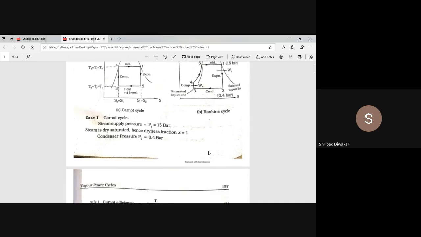So by using the calculation, we are getting the efficiency of the Rankine cycle as 23.55%. On the other hand, we are getting the efficiency of the Carnot cycle as 25.96. Compare these two values. Obviously the Carnot cycle is the one which gives the highest efficiency, around 26 percent. It is 23.5 percent, which means about 1.5 percent increase in efficiency by using the Carnot cycle.